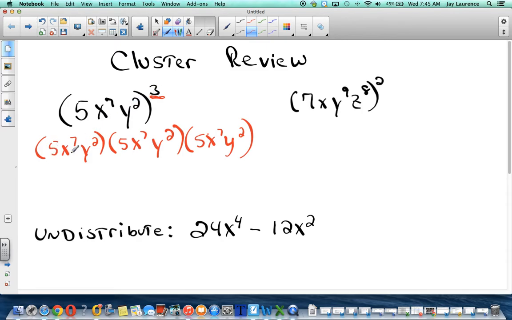Now, if I do that, I just multiply 5 times 5 times 5, and I get 125. X to the 7th, x to the 7th is x to the 14th, times x to the 7th would be x to the 21st. And then y squared times y squared times y squared would be y to the 6th, because I would have 6 y's being multiplied.